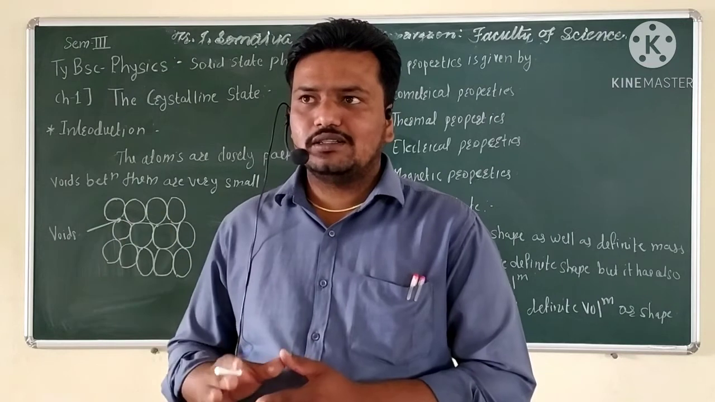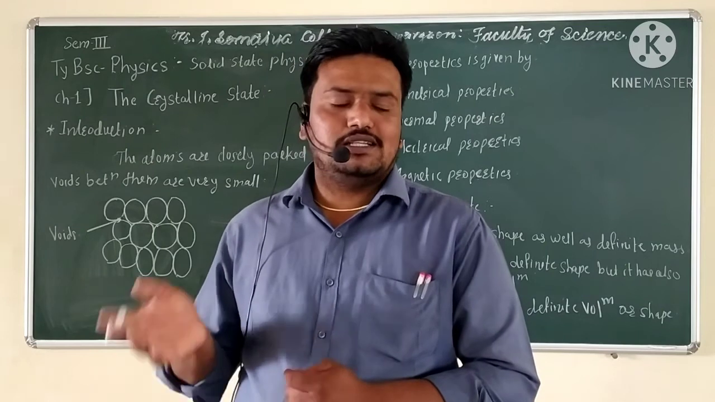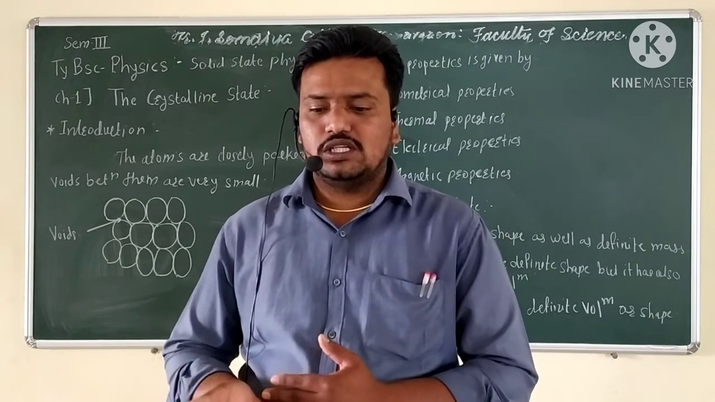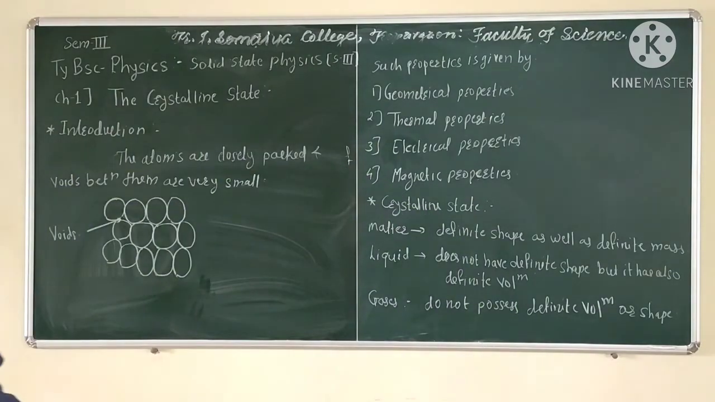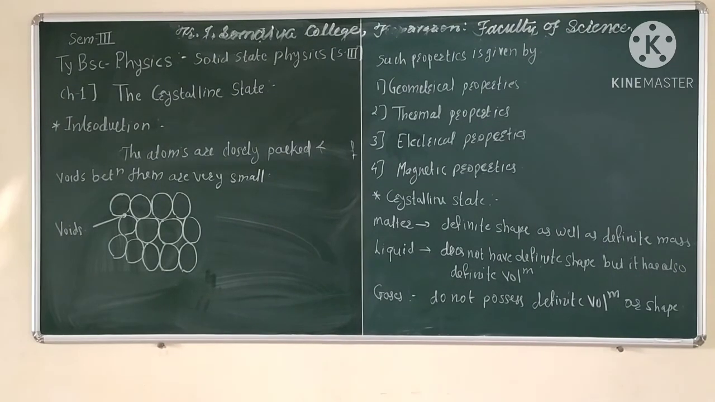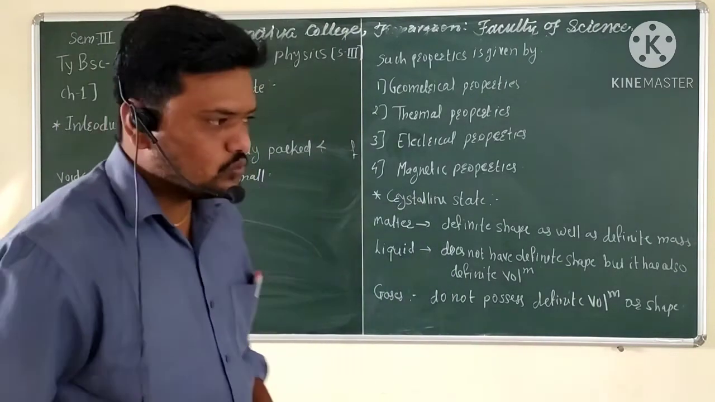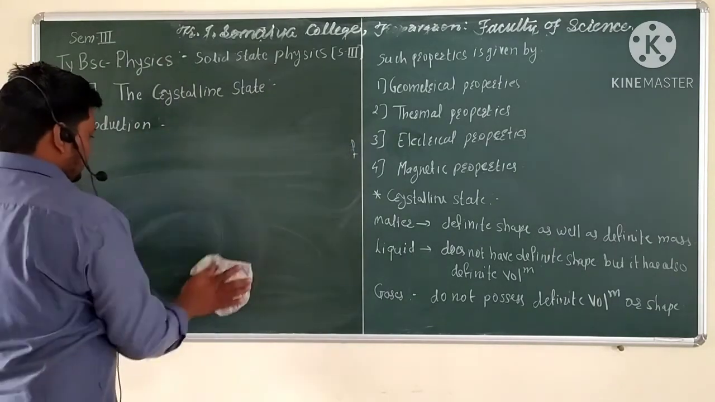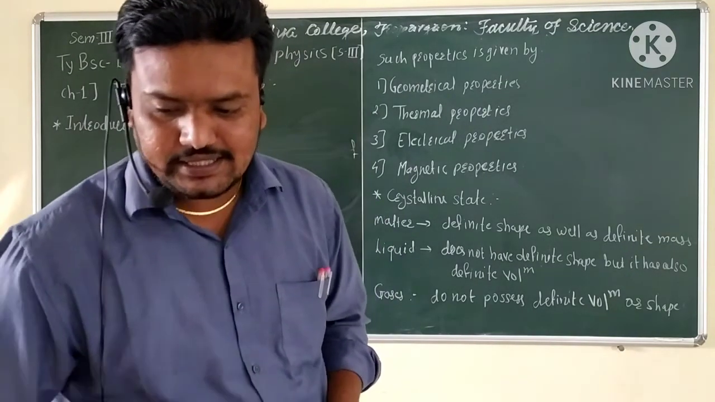So we have to see here that solids are generally classified into two types: crystalline solid, which is given as polycrystalline or single crystal, and the next type, the amorphous solid. These two types are very interesting. The solids are generally classified into two groups, crystalline or amorphous, and crystalline has the polycrystalline and single crystal.